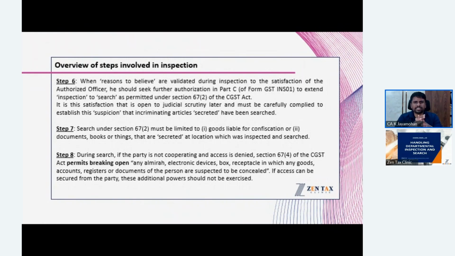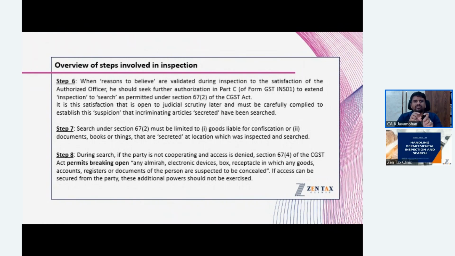So to whatever extent possible, maybe you can buy some time by giving the voluminous data initially and let them go through those kind of data. And at that point of time, it is very important that you need not panic and be cooperative with the officers and assist them to complete the proceedings of inspection.